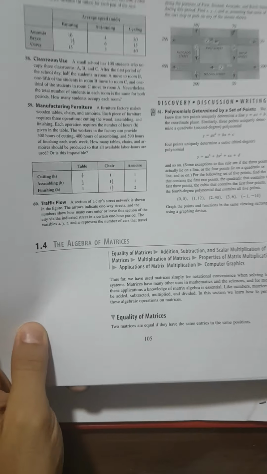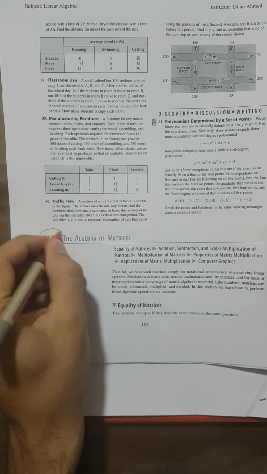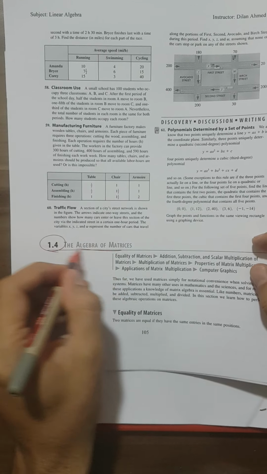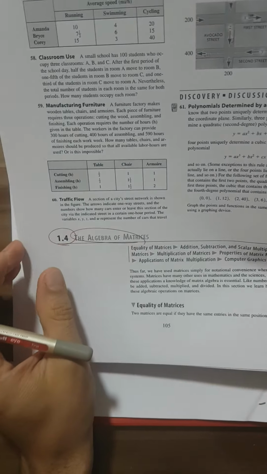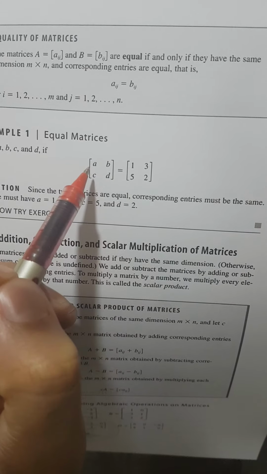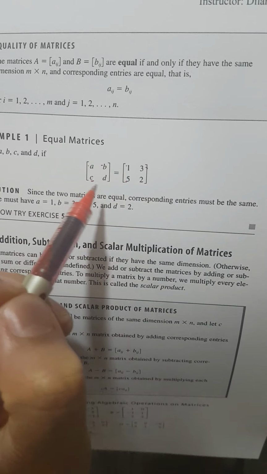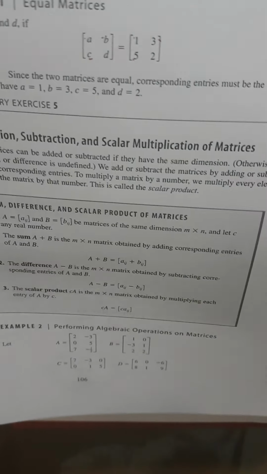Now our video will talk about section 1.4. It's easy, about the algebra of matrices. For the algebra of matrices, it means how we deal with matrices. We say, for example, two matrices are equal if all elements are equal. So it means that A is equal to 1, B 3, C 5, D 2. It's not an important thing here.